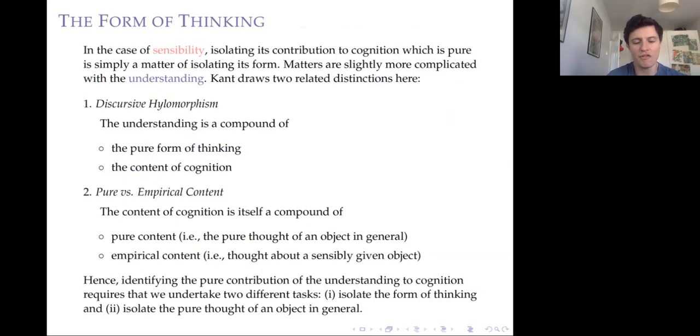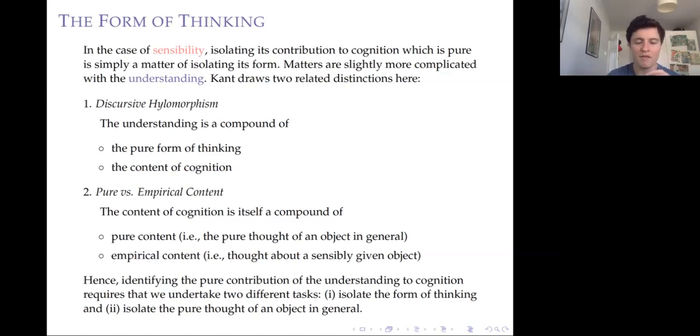Things are slightly more complicated with the form of the understanding. We have two things going on here. On the one hand, the same kind of hylomorphic contrast: the pure form of thinking and the content of thinking, or usually Kant calls it the content of cognition. But we have another distinction which has to be drawn, which is really fundamental to what the understanding on its own contributes to cognition. And that's a certain aspect of the content of cognition which is pure, which derives from the understanding alone. And that's the idea of the pure thought of an object in general.